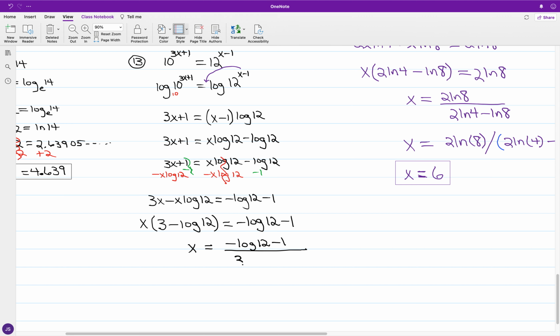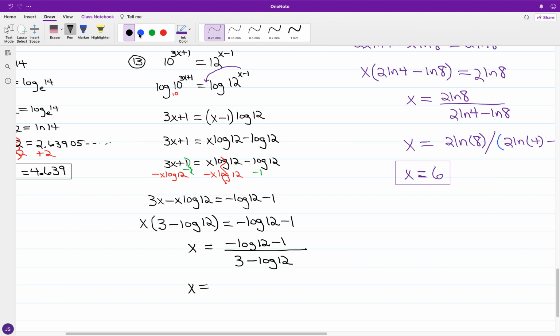And we have all over 3 minus the base 10 logarithm of 12. Okay, and just putting in calculator notation. So you have two differences, one in the numerator, the other in the denominator. So I'm just doing a little bit of color coding here. So I got the quantity.